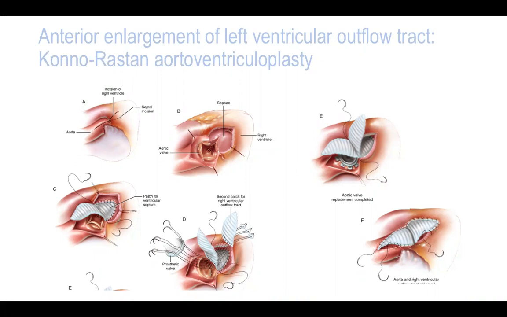Now we'll talk about the Konno aortoventriculoplasty. As we mentioned before, the Konno is a complex procedure with a high risk of complications. First of all, make a vertical incision anterior, in between the right coronary and the commissure between the left and right, and extend it to the RVOT. Then incise the septum.